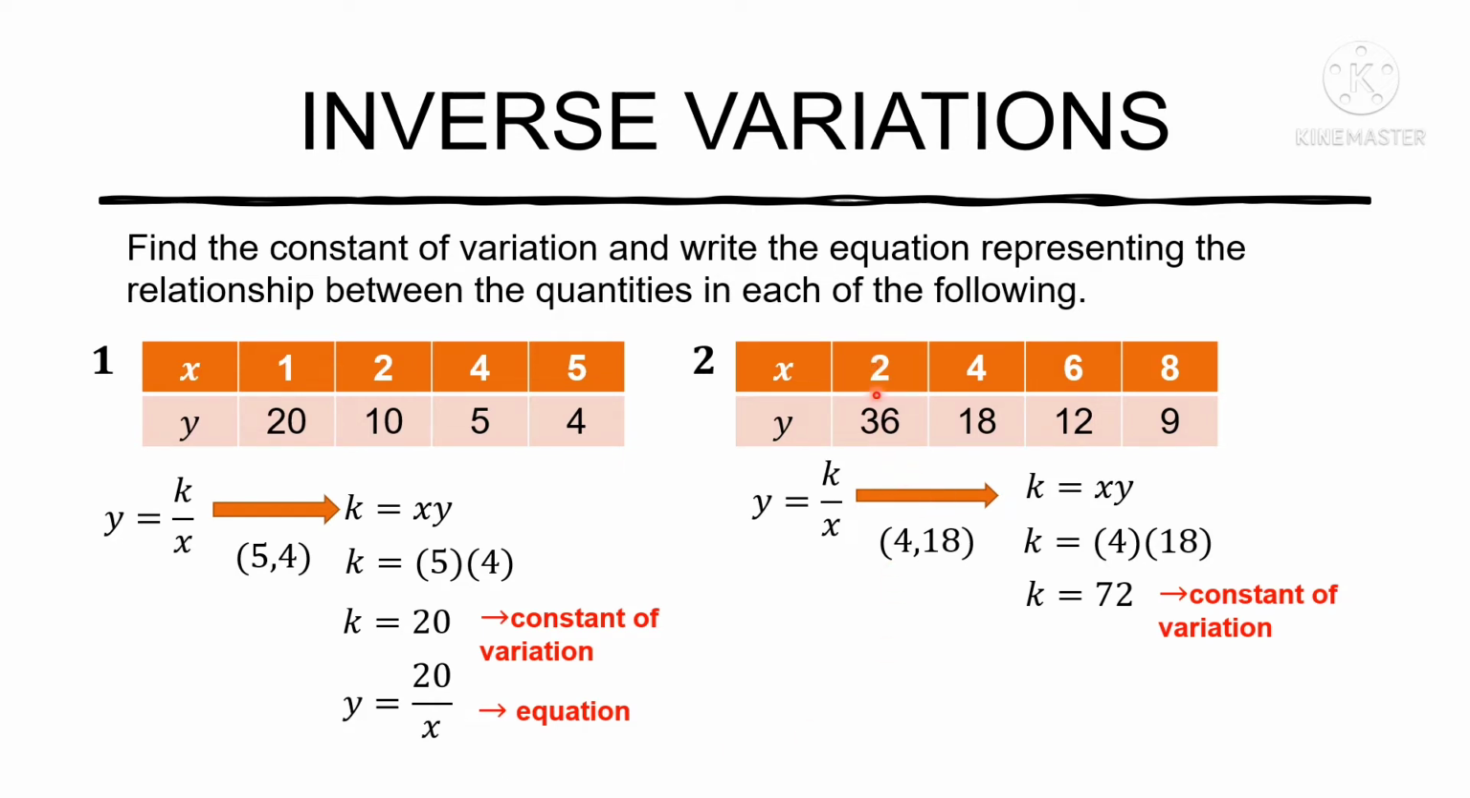Anyway, kahit alin naman dyan ang piliin mong magkapares na number, you still come up with 72 as your constant of variation. Para mahanap naman yung equation of variation, gagamitin natin itong model equation, papalitan natin yung k ng na-compute nating value. Okay, so magiging y equals 72 over x. And that is the equation of the variation of number 2. Okay?